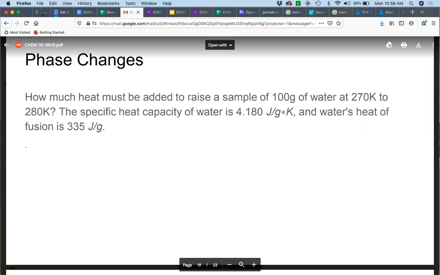Here's the key. What is the temperature at which ice melts? Think about that and answer in the chat. What's the temperature at which ice melts? What do you think? Ice typically melts at what?